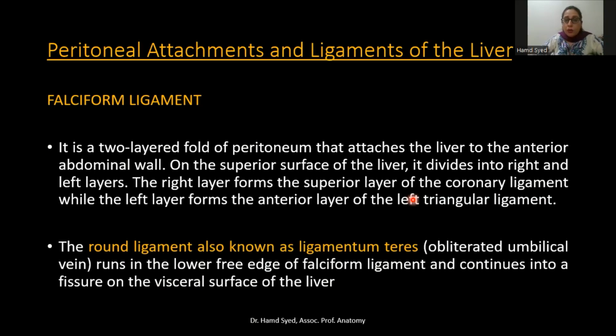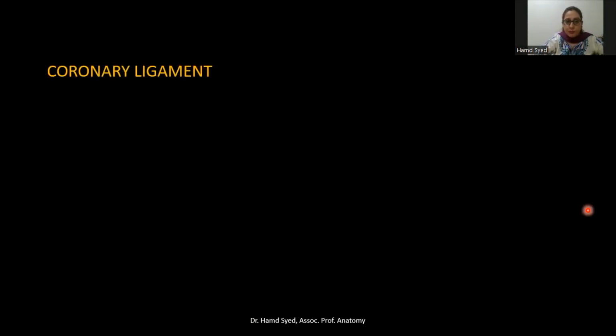Now keep in mind that on the superior surface of the liver, this falciform ligament divides into the right and left layers. The right layer forms the superior layer of the coronary ligament, while the left layer forms the anterior layer of the left triangular ligament. And the round ligament, which is ligamentum teres, it runs in the lower free edge of the falciform ligament. It represents the obliterated umbilical vein, and it continues into a fissure on the visceral surface of the liver.